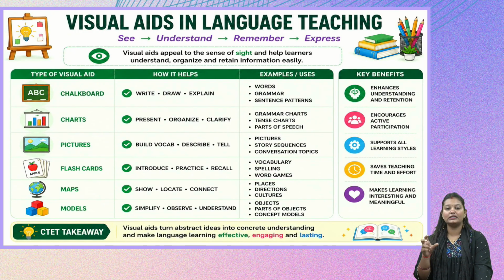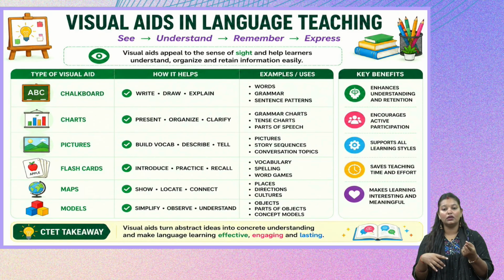Coming to the visual aids, so these aids will help us to see, understand, remember, and eventually be able to express. So these appeal to the sense of sight and help learners to understand, organize, and then retain the information easily. Some examples of where we can use these are when we are trying to learn grammar, when we are trying to see sentence structures and which particular grammatical rule should be used where. So for us to be able to know that, it is better if we are giving a visual also along with what we are teaching.